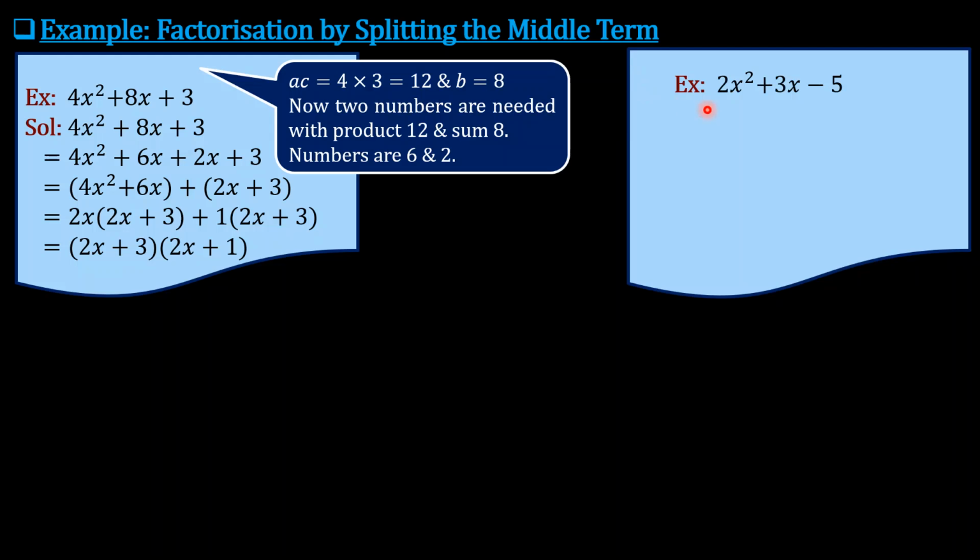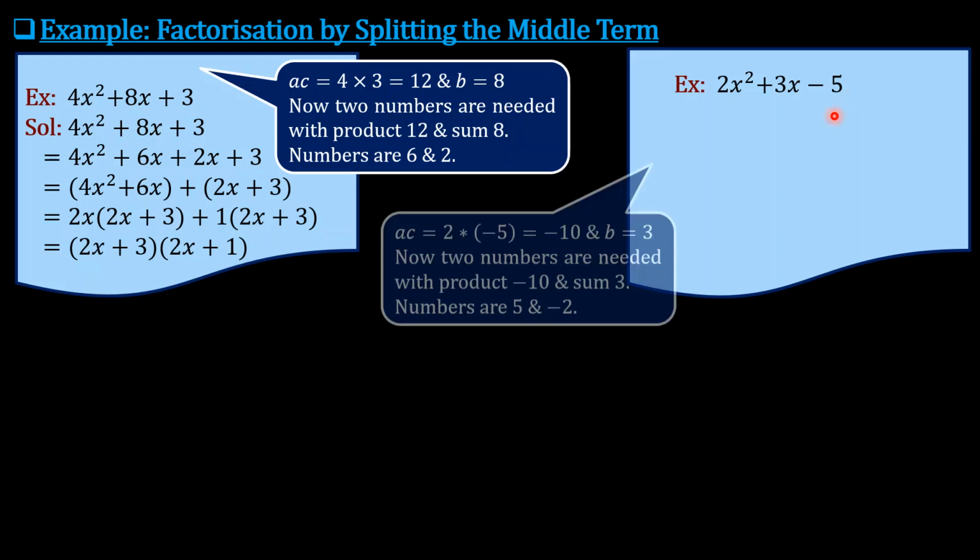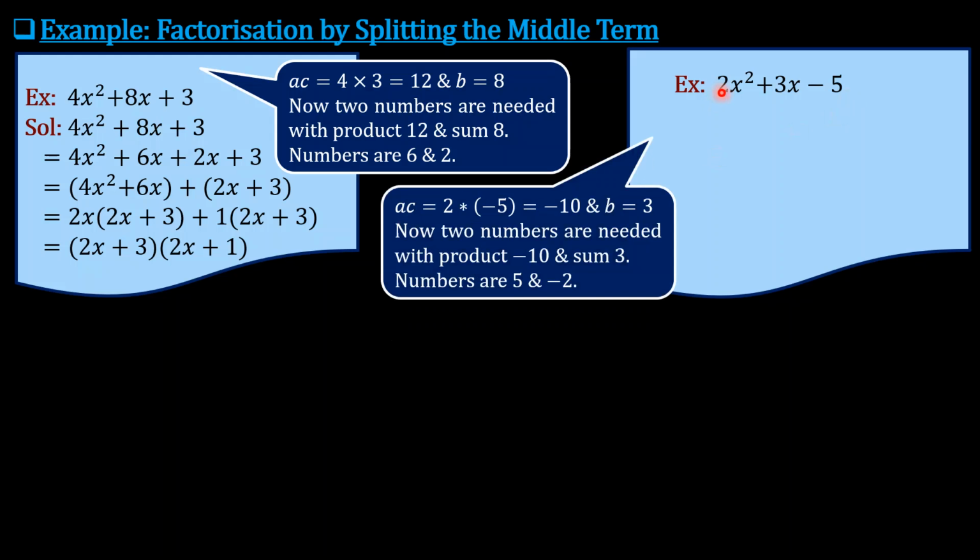So this is example 2, 2x square plus 3x minus 5. Here we can see AC. So A is 2, C equal to minus 5. So AC equal to minus 10. And B we can see 3. Now two numbers are needed with product minus 10 and sum 3. So the numbers are 5 and minus 2. So on multiplication we get the product as minus 10. And if we add them, we get the sum as 3.